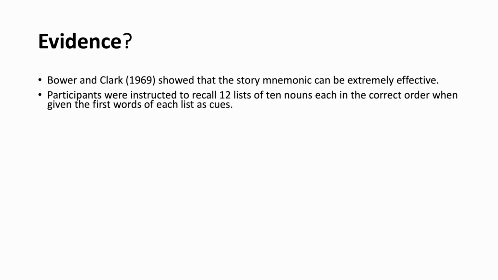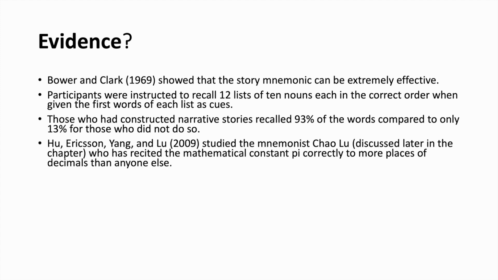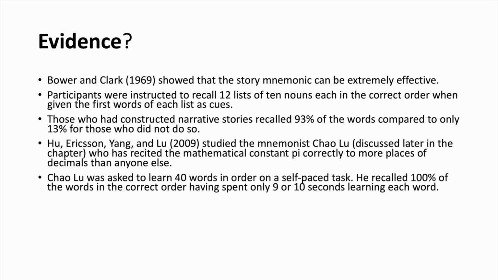Participants were instructed to recall 12 lists of 10 nouns each in the correct order and given the first words of each list as cues. People who'd done the story mnemonic remembered 93% of the words compared to 13% of those who did not. And there was a mnemonist called Chao Lu who has recited pi to more places than anyone else. Apparently he uses the story mnemonic in his memory recall, and he was asked to learn 40 words in order, and he recalled 100% of them after only having spent 9 or 10 seconds learning each word.